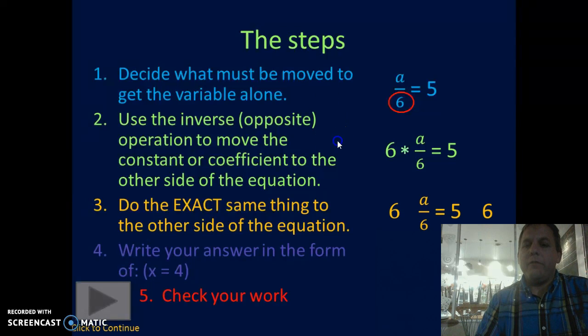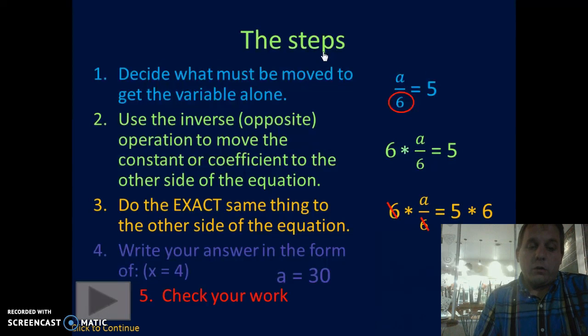So now we have 6 times a divided by 6 equals 5 times 6. Now the good news is on the left side, your 6's are going to cancel out, leaving you with only a on the left side. So we are left with a equals 5 times 6. Then we're going to write our answer in the form of x equals 4. The variable equals whatever the answer is. And it should look like a equals 30 in this case because our variable is 30.